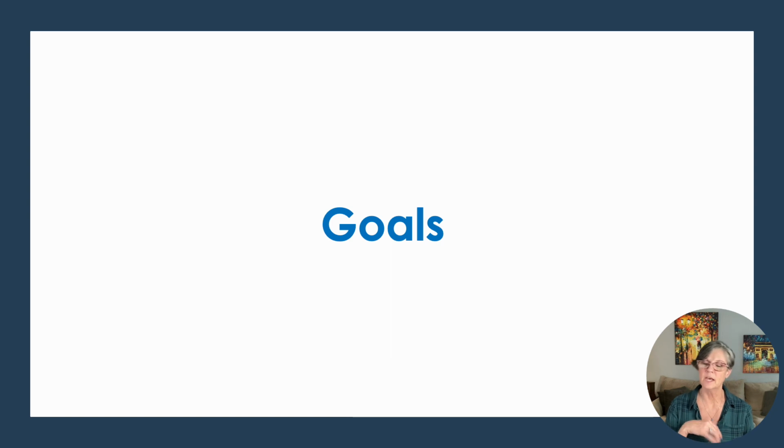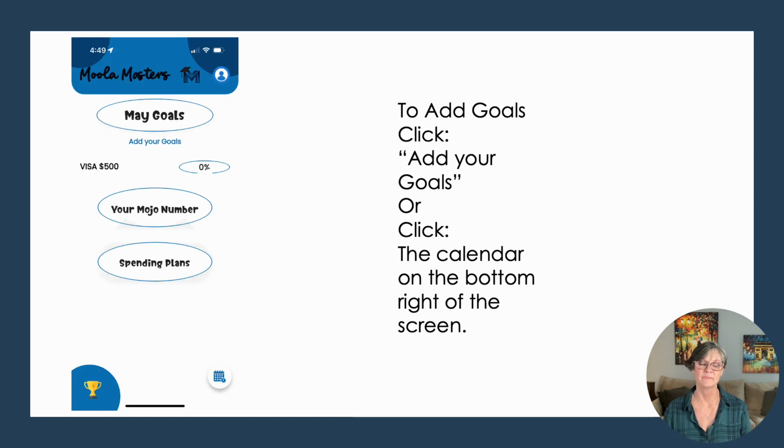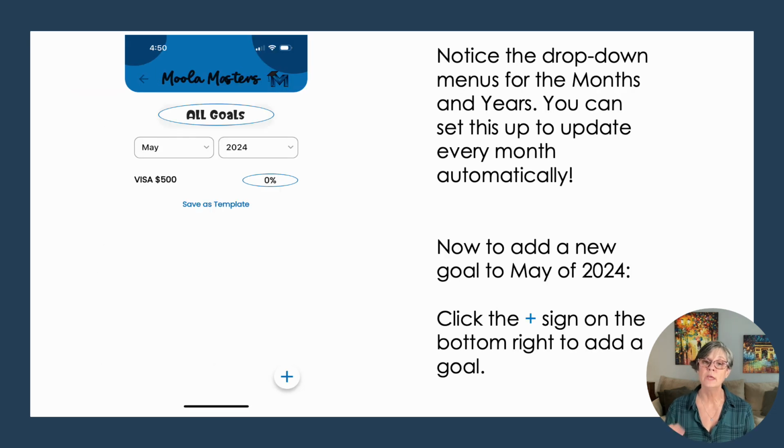Now let's take a deeper dive into the goals section. As we mentioned before, on the home page, you can click add your goal or the calendar to go ahead and add whatever goals you want to do that month. When you click those items, you're going to go to your goal page and you'll notice a drop down with the different months and the different years, and you can set your month and your year that you want that goal to be. Now, if you want to add a goal to May 2024, which is what's up there, just click the little plus button at the bottom right-hand corner.